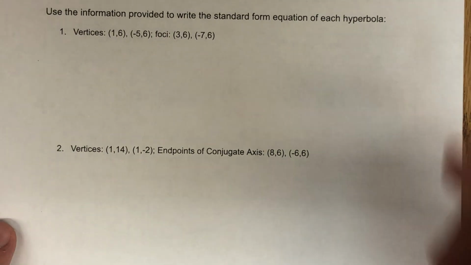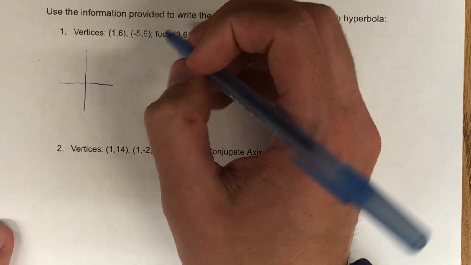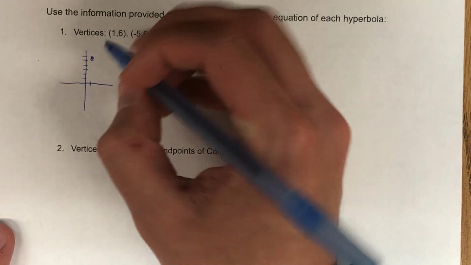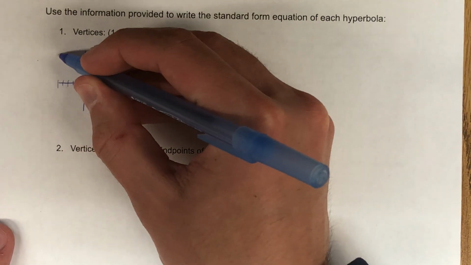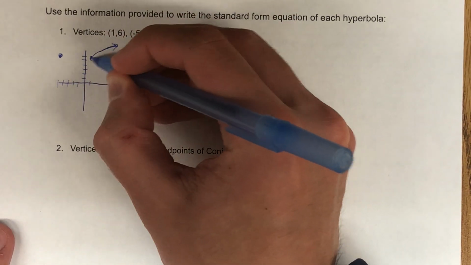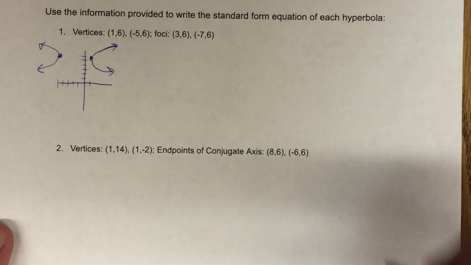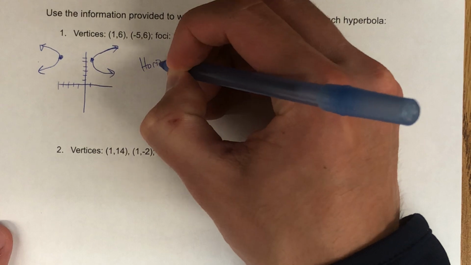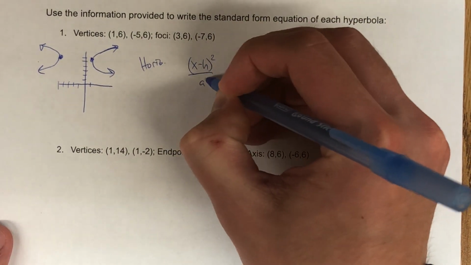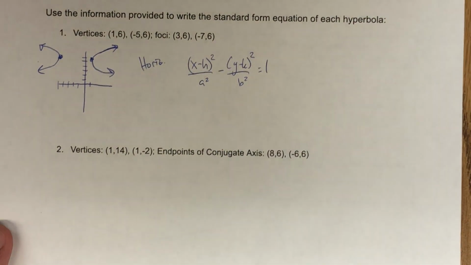So for number 1, again, it can be helpful to draw a rough sketch. We have vertices at 1, 6 and negative 5, 6. So these are our vertices. They're horizontal from each other, to the left and right, so we know our hyperbola is going to look like that. This is going to be horizontal right off the bat, which means your x portion has to come first, keeping in mind that general form for our hyperbola.